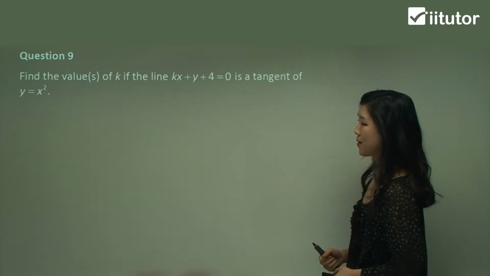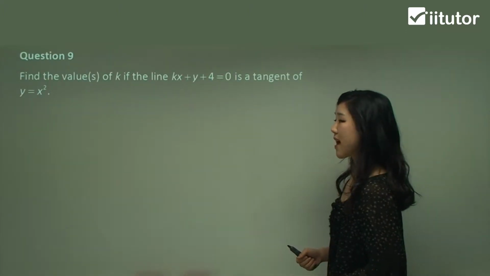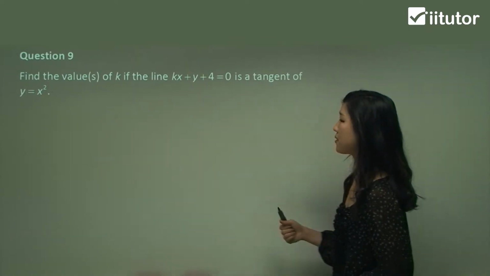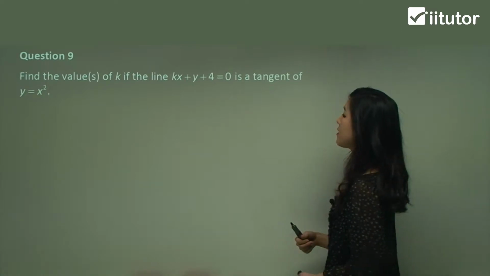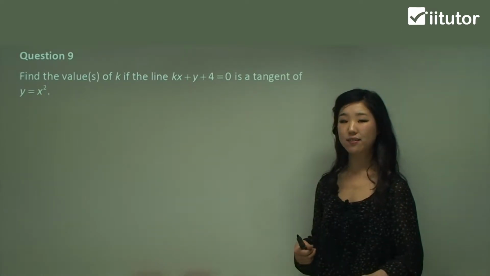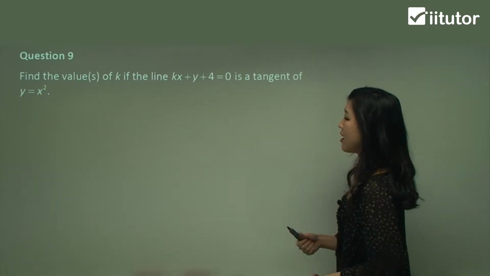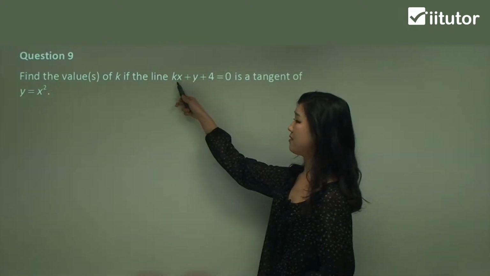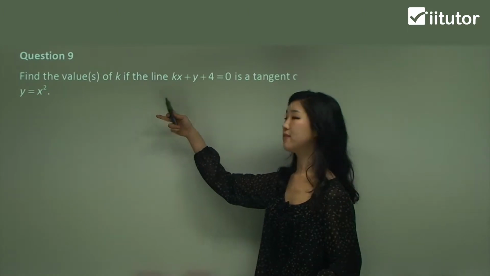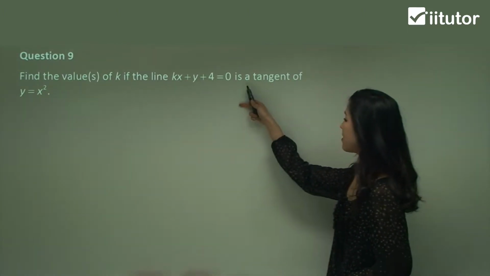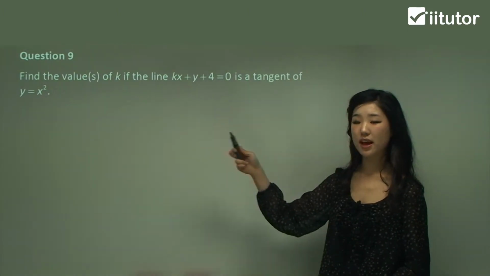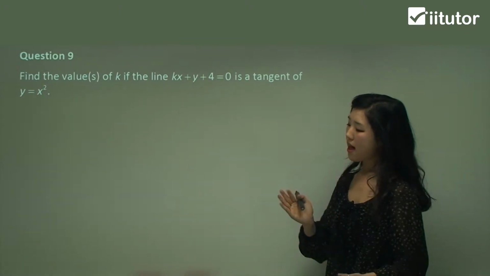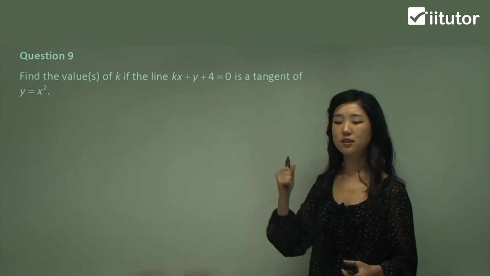So starting with question 9. Find the value or values of k if the line kx plus y plus 4 equal to 0 is a tangent of y equals x squared. Okay, so this is a linear line kx plus y plus 4, so we don't know what k is, and it's asking us to find what k is, so this is unknown. And it says it's a tangent of y equals x squared. What's a tangent, guys? Tangent is just a line that just touches the parabola.